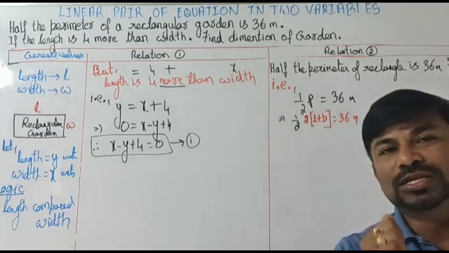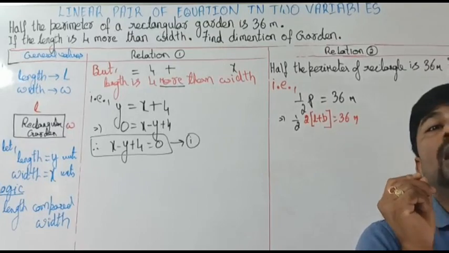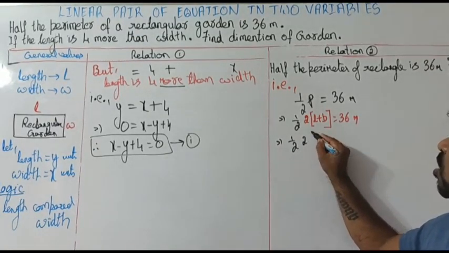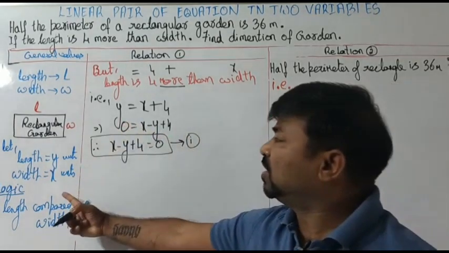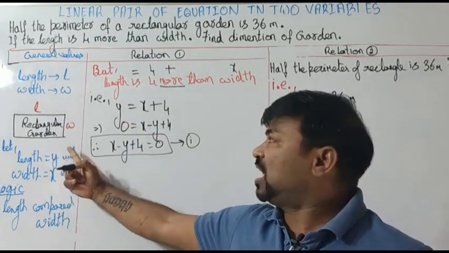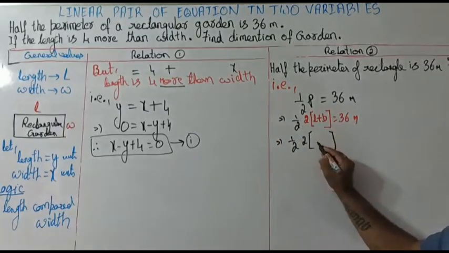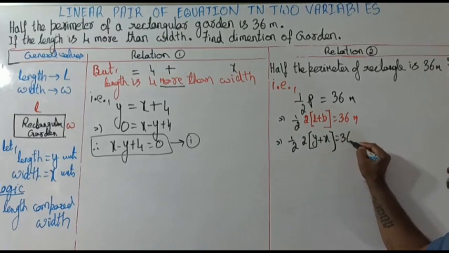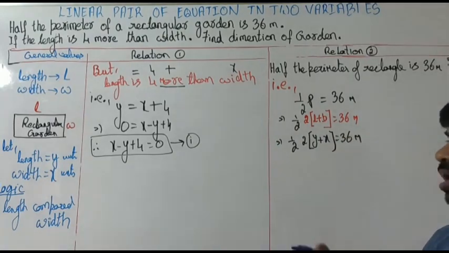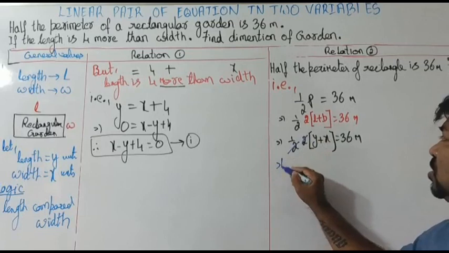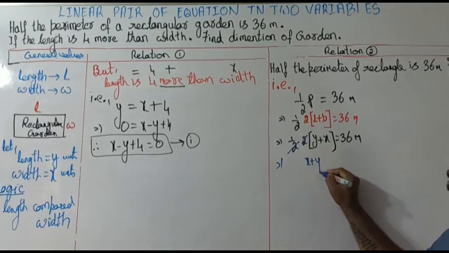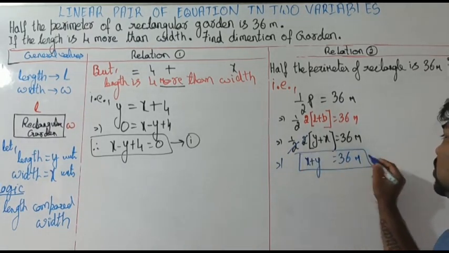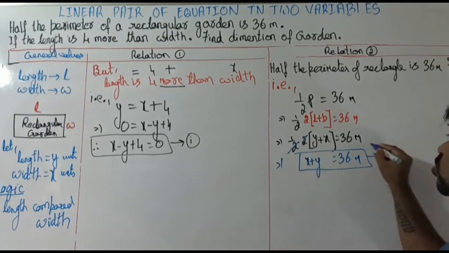You have to remember, what is the perimeter of the rectangle? 2 into L plus B. Now, as you all know, the length is nothing but Y and the width is nothing but X. So here we are taking length as Y and width as X, is equal to 36 meters. Now if you check it out, I can cancel the 2's here. Now what is left over? X plus Y is equal to 36 meters, or simply 36. This is equation 2 that we are having.